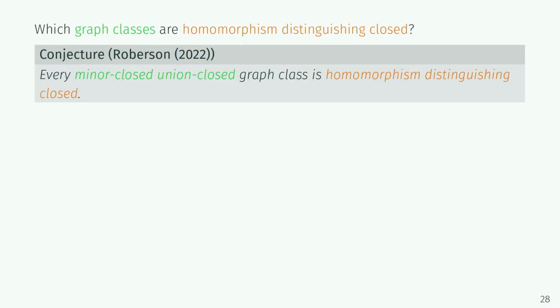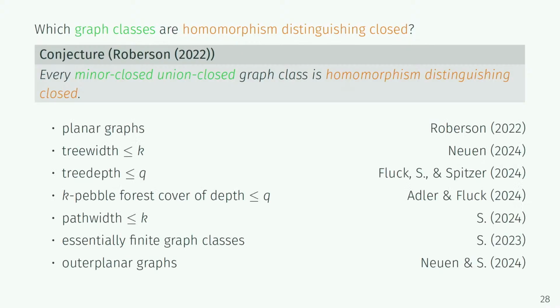Okay, so what is known towards this conjecture? This is a list of almost all the minor closed union closed graph classes that are known to be homomorphism distinguishing closed. I think there are some more in the two papers that I cited on the slide before, but they are harder to define, I would say. So planar graphs, all graphs of tree width at most k, tree depth, and so on, these are all known to be homomorphism distinguishing closed. And that's basically it. So we are far from resolving this conjecture in general.